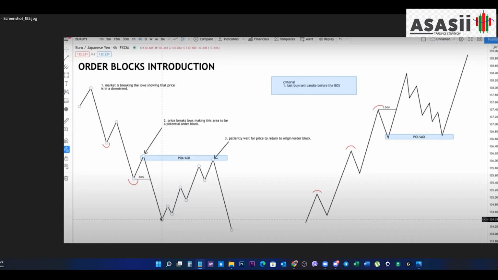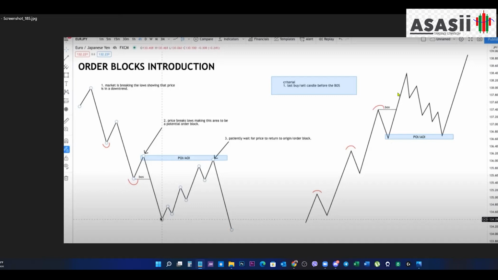Normally, this is how the market trends: here we have a downtrend. Then we will have a point of interest or area of interest where the market will bounce again, and then it will go down again. Okay? So how do we know the point of interest? This is what we call the order block. Similar to this downtrend, this is an uptrend.